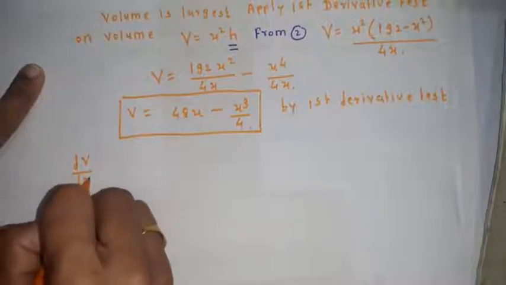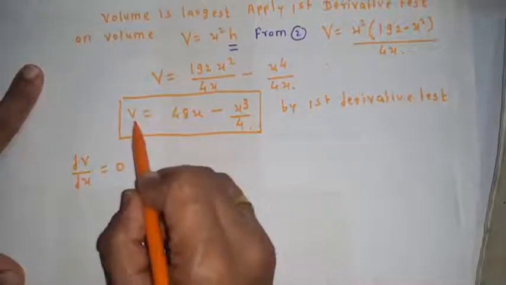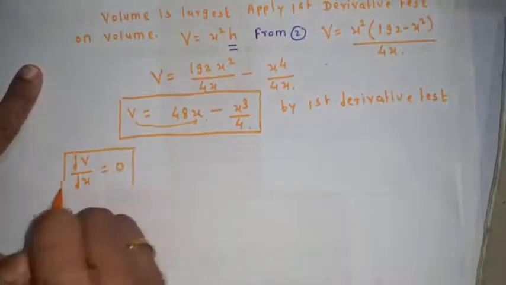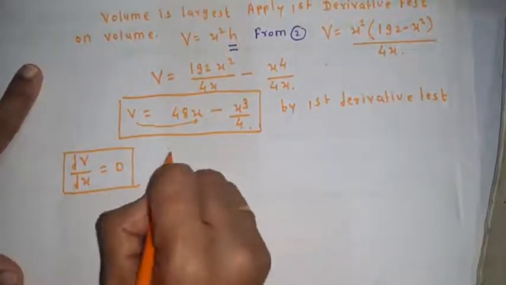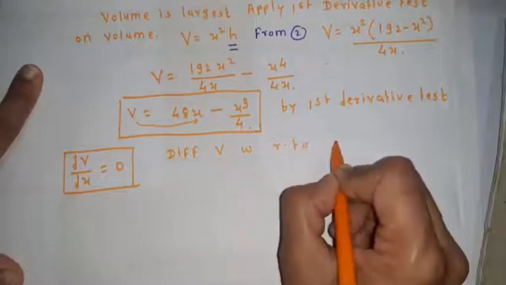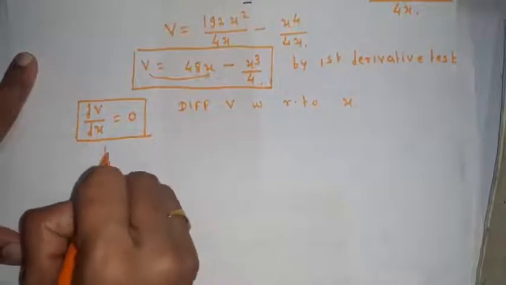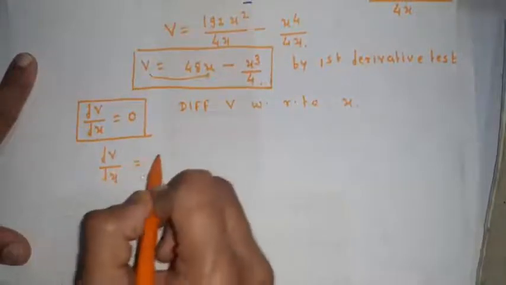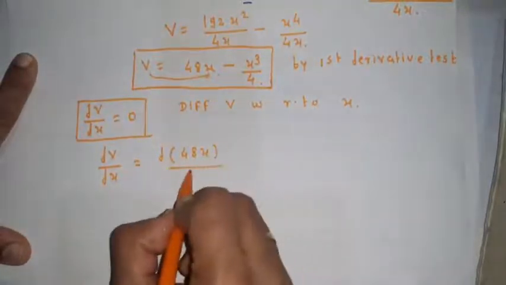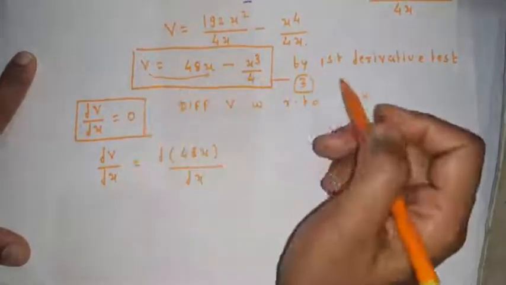Okay, and now as volume is maximum or largest, therefore by first derivative test, dV by dx equal to 0. Why? See students, now here volume depends upon x, means volume is function of x, that's why dV by dx equal to 0. We differentiate with respect to x. So differentiate V with respect to x. We will get dV by dx equal to differentiation of 48x with respect to x. This is differentiation of volume, that is V.